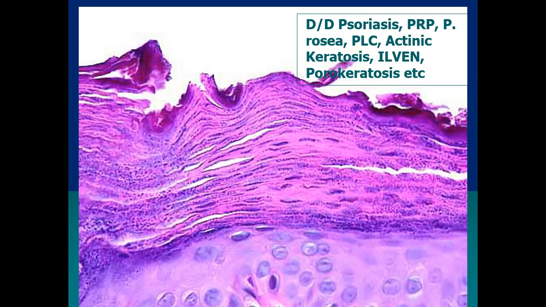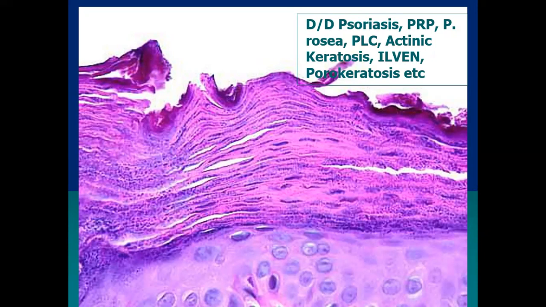The disturbance can be because of an increased number of keratinocytes entering into mitosis or by shortening of the cell cycle time. So parakeratosis is one of the most typical features of psoriasis, any type of psoriasis. Then you can see alternating hyper and parakeratosis in PRP. Focal parakeratosis is seen in P.